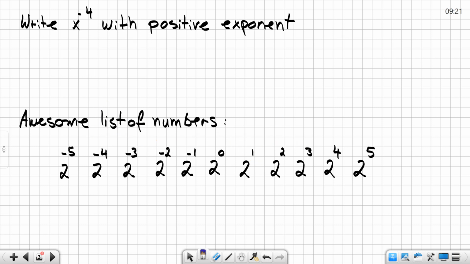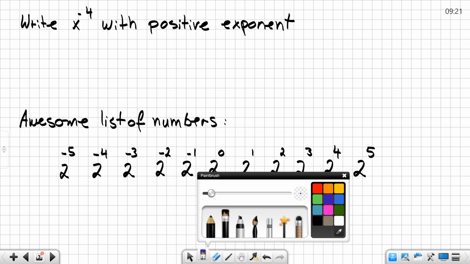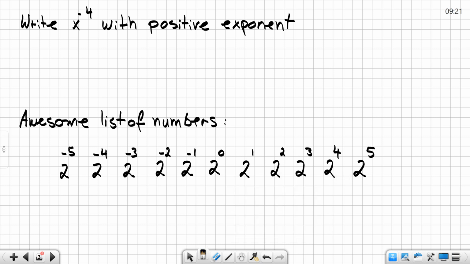So let's have a look at some examples here. For instance, if we want to write x raised to the negative 4th with a positive exponent, let's have a look. We can think about it as if it is over 1, and that means that this whole expression right here, the x to the negative 4th, is going to have to move now into the denominator, and the negative 4 becomes a positive 4. And that is already it.